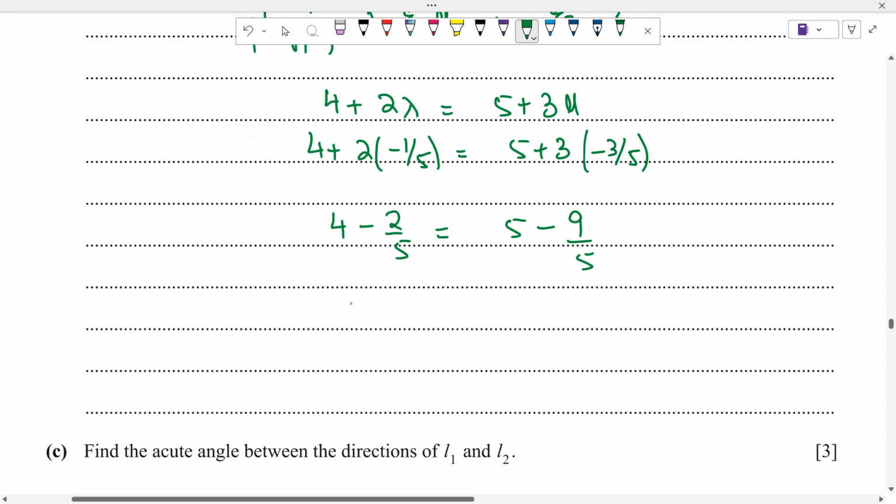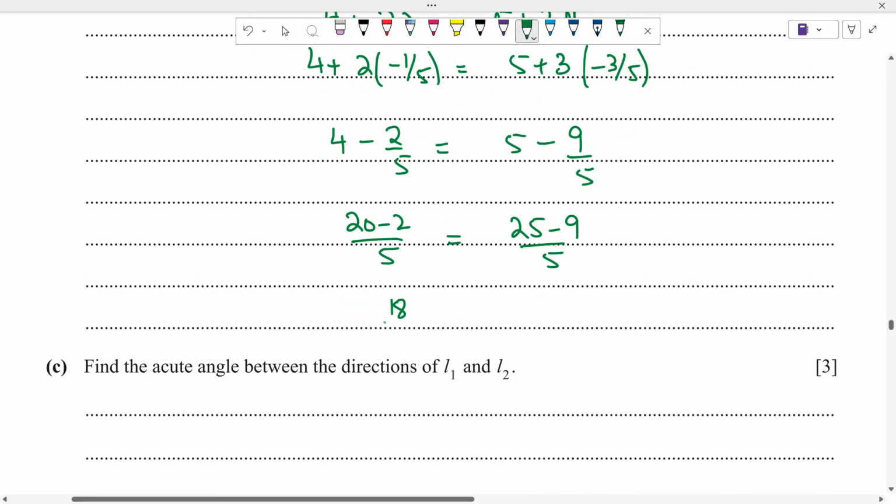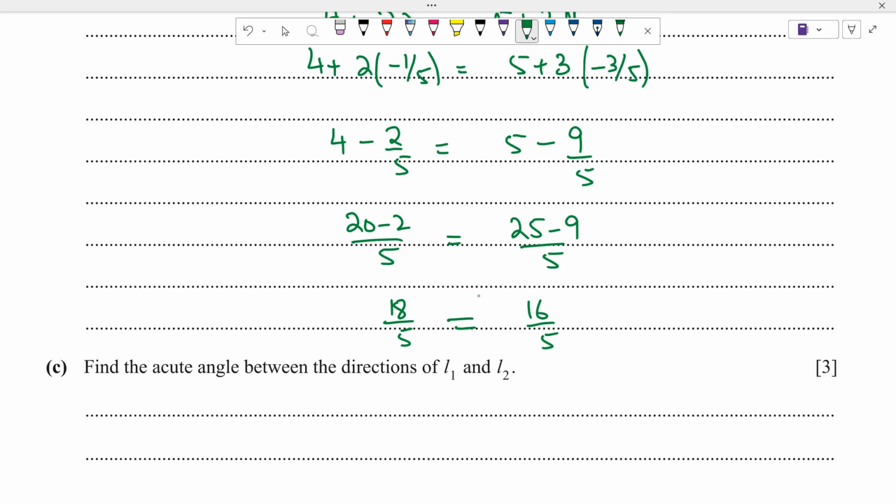So in this case, we will have 20 minus 2 over 5, which is equal to 25 minus 9 over 5. And we will have 18 over 5 on the left side and 16 over 5 on the right side. So left hand side and right hand side are not equal. So we can say that L1 and L2 do not intersect.